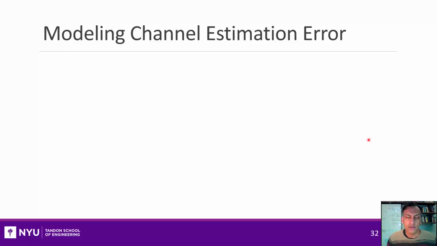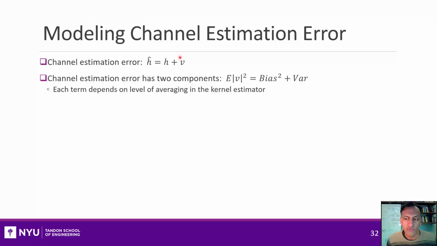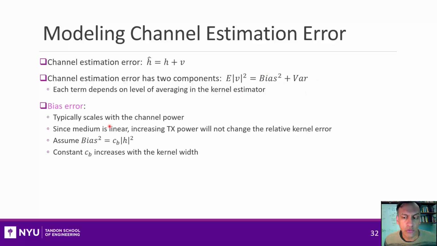There's an interesting effect of bias and variance error when we look at the final performance of the system. To understand this, let's take as an example a channel estimation error, which I can model as follows: H hat is the true channel plus some error V. And this V will have both the components of the bias squared and the variance. Now let's take a look at how both of these bias squared and variance terms scale, to understand their effect on the final system performance.